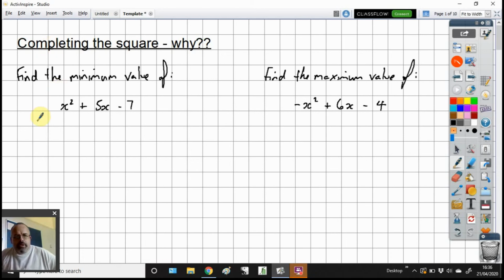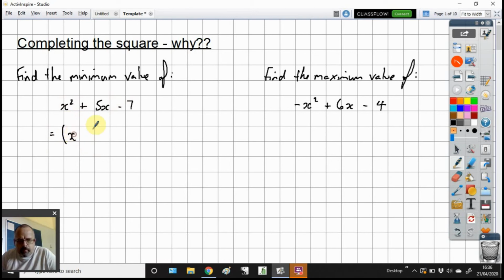Okay, today we're going to consider why you would want to complete the square, not how you do it. We've already looked at that. And there are a number of questions at secondary school level for which this is a useful tool. So, find the minimum value of this expression.